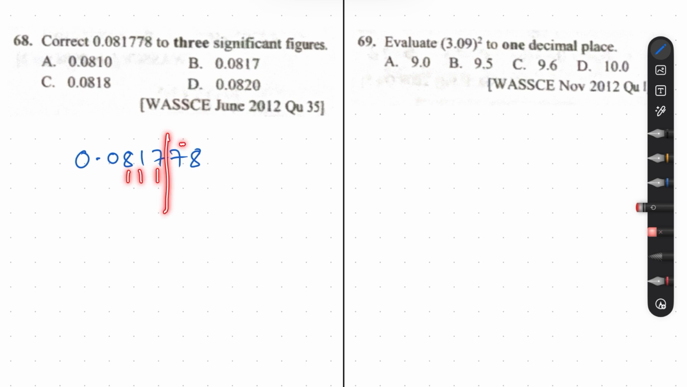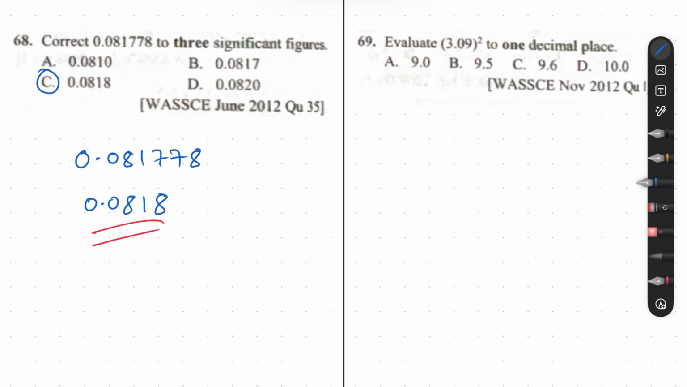Is it greater than 5? Yes, it's greater than 5. 7. So we need to what? Round it. So here becomes what? 8. Okay, so we have 0.0818 because what? We rounded this up. Okay, so here is our answer, 0.0818, which is C.